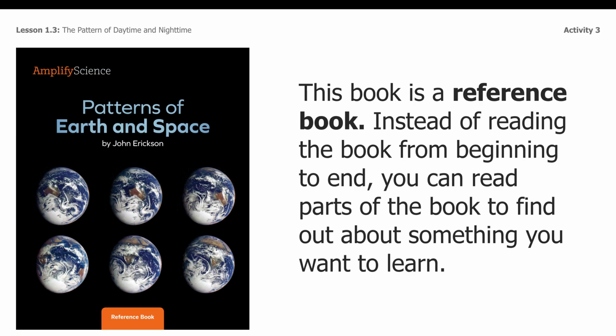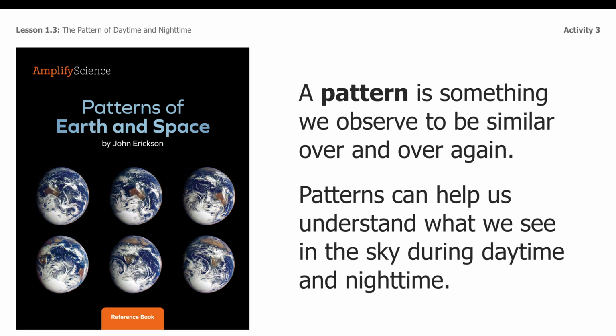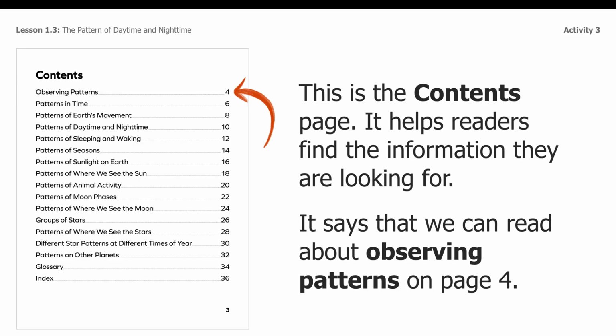Okay, we're going to read a book that talks a little bit more about patterns, and it's called Patterns of Earth and Space. And this book is a reference book. And instead of reading the book from beginning to end, you usually just read the parts that you need to find out about something you want to learn. You don't usually read, say, a dictionary or an encyclopedia from cover to cover. You find exactly what you need and move on. So, a pattern is something we observe to be similar over and over again. Patterns can help us understand what we see in the sky during daytime and nighttime.